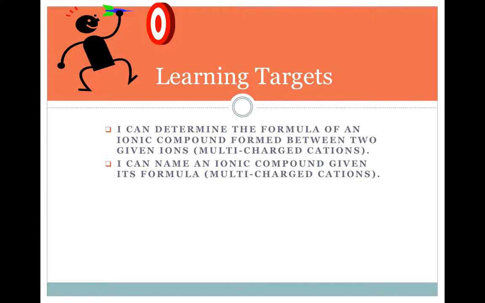So our goal is to determine the formula of an ionic compound formed between two given ions, and this is specific for multi-charged cations. So remember, the cation is the first element or the metal. Some of these can have more than one charge. And then our second target is I'm going to name an ionic compound given its formula.